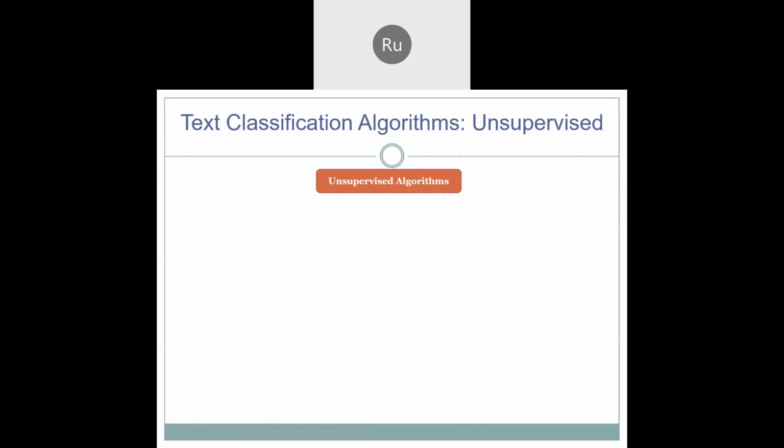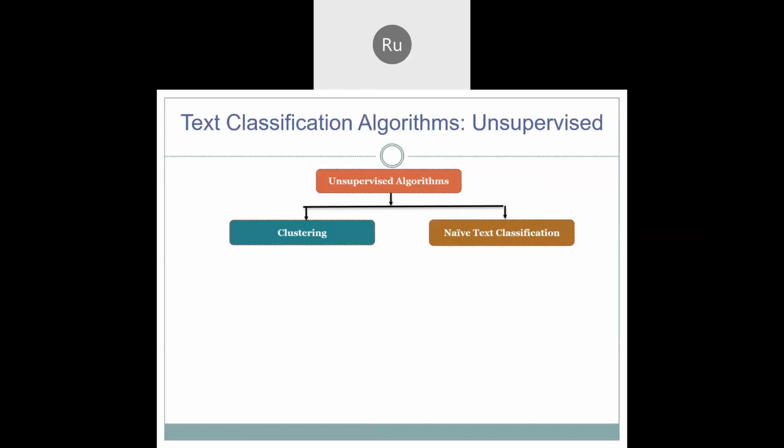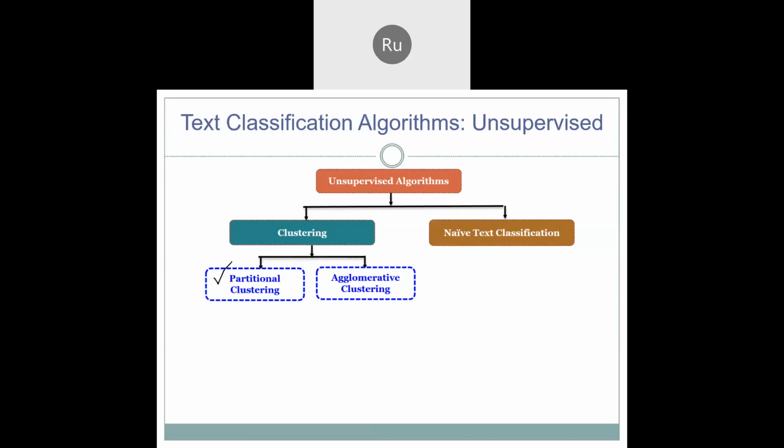Okay. Now we go into the unsupervised. The unsupervised algorithms include clustering and naive text classification. So we will study these two. And for the clustering also, we have two types. We have studied this one in advanced data mining, and we will cover another type of clustering, agglomerative.